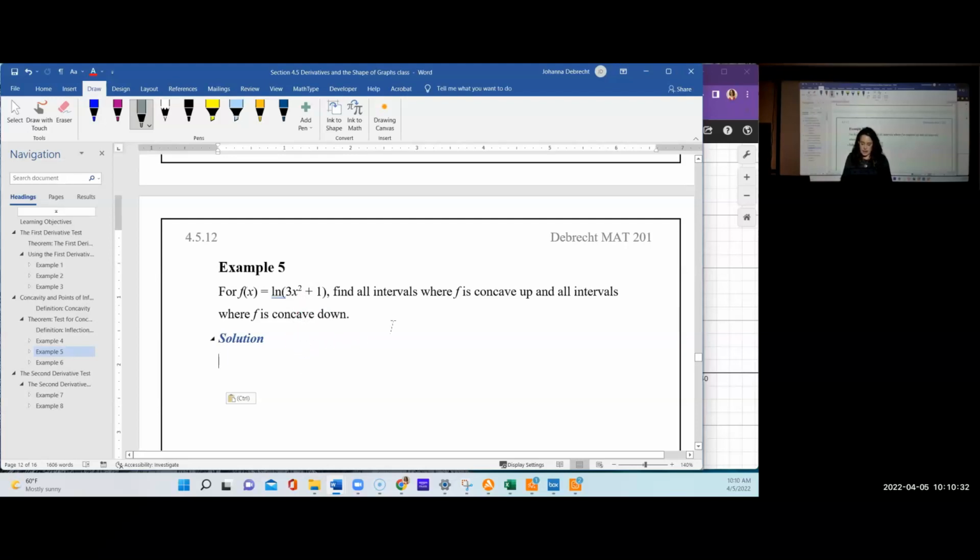So to find concavity, and that's all we're looking at first, you want to look at concave up and concave down. So you're looking at the second derivative. We'll go ahead and do the first derivative material as well, but the second derivative is what we're primarily interested in, but we'll do all of it. Okay, so we have our function, f of x equals the natural log of 3x squared plus 1.